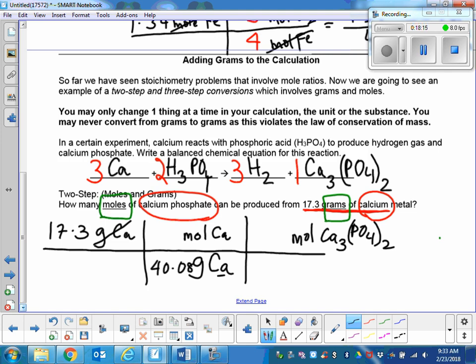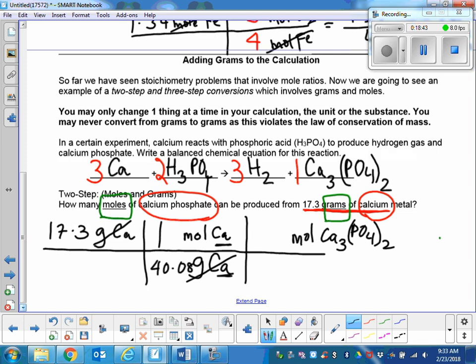Is my substance changing? Is it calcium and calcium? Listen to this very carefully. Is it calcium in the bottom and calcium at the top? What is my number before mole? If the substance is not changing, what is my number before mole? 1. What did I just cancel out of? Grams of calcium. Is that right?